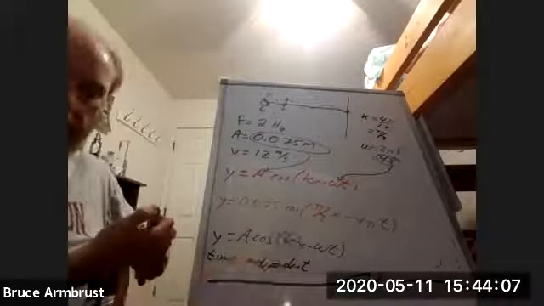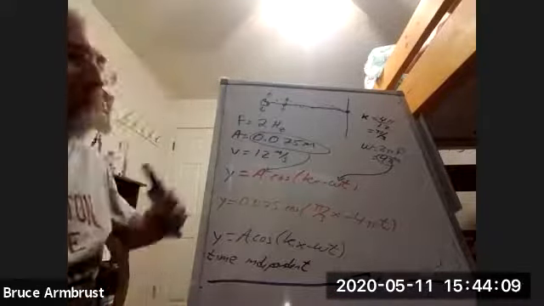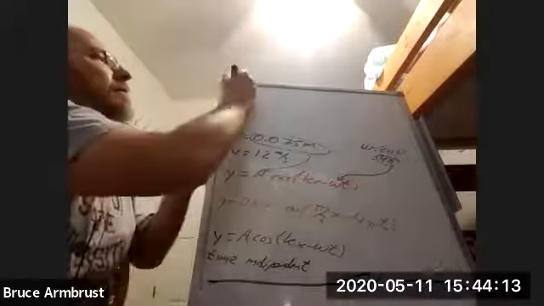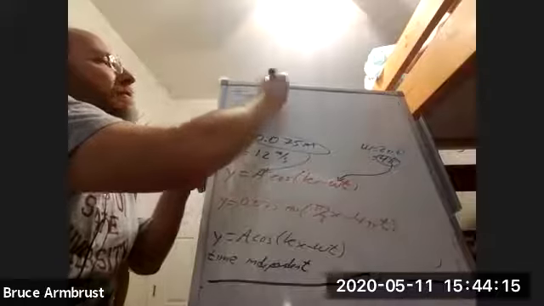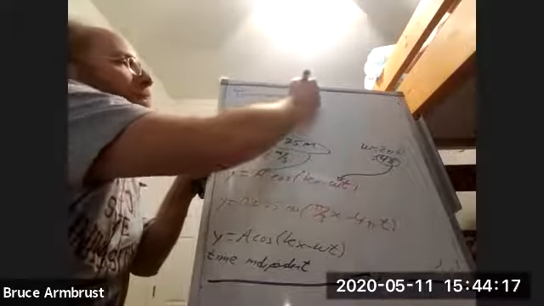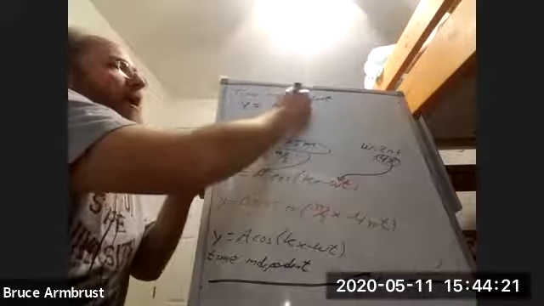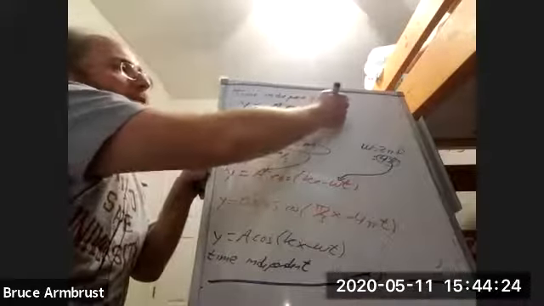So if we want one that's time independent, actually, let me write it up top because I'm running out of space. So the time independent form looks like y equals A cosine of kx.